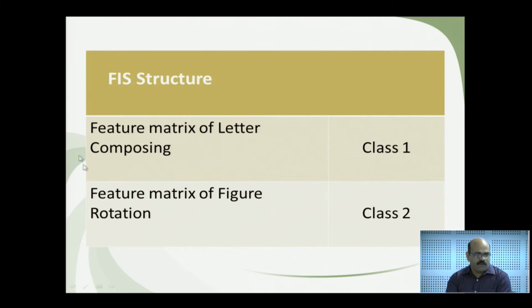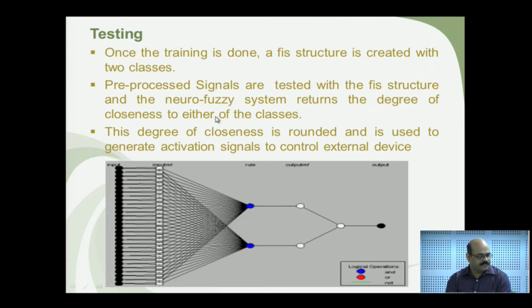So, we formed two classes of data. The first one is of letter composing, the second class is of the figure rotation. Once you have extracted the features using the wavelet, then comes the training process which we saw in the previous one. The next one is the testing.